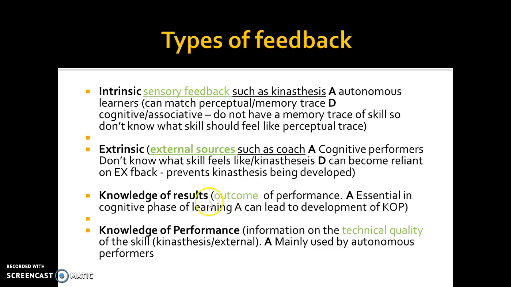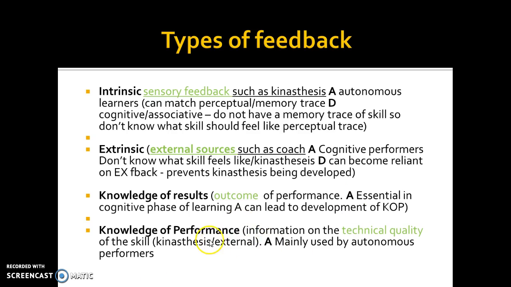Final two then: knowledge of results. This is information based on the outcome of performance, so it's essential for the cognitive phase of learning, because knowledge of results basically means that the performer can actually see that they've scored or they've missed. So it's an outcome. For example, a young performer kicks a ball at a goal and it goes in. It's essential in the cognitive phase because they have no other way of knowing they're successful. The other advantage is it can lead to the development of knowledge of performance, which is knowledge of the technical quality of a skill.